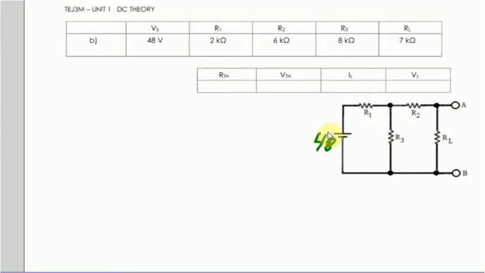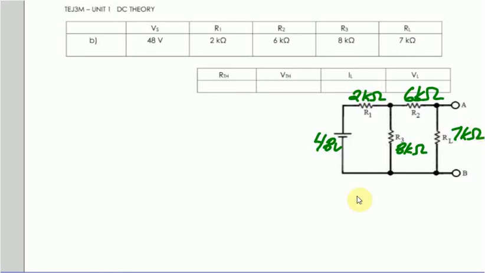So this is 48 volts. And R1 is 2K ohm. R2 is 6K ohm. And R3 is 8K ohm. And the load resistor is 7K ohm. So we want to figure out the Thevenin equivalent circuit.